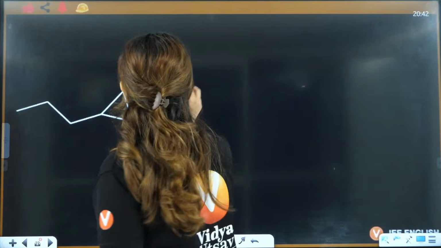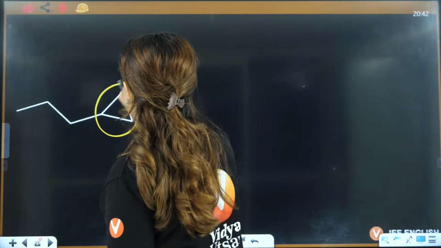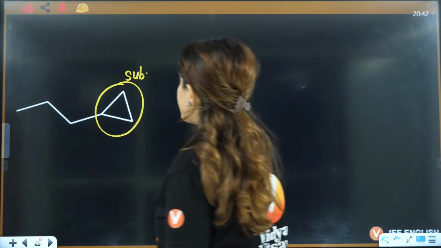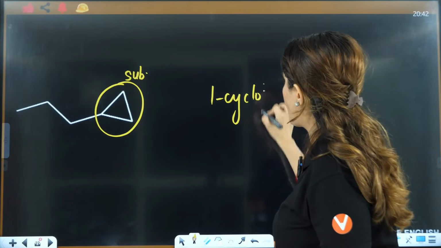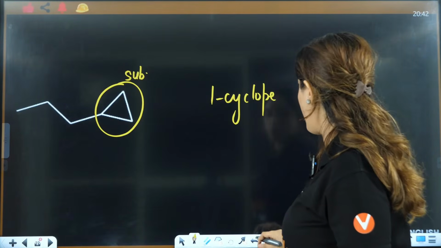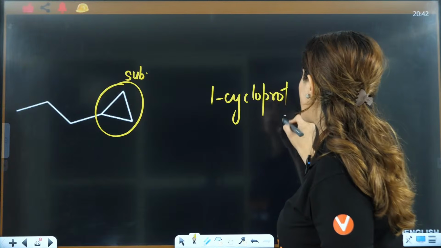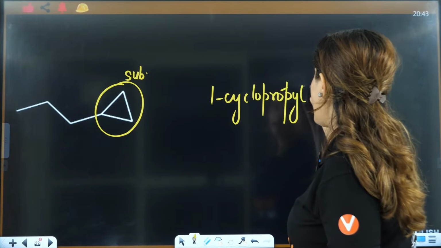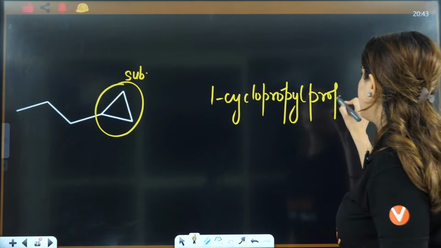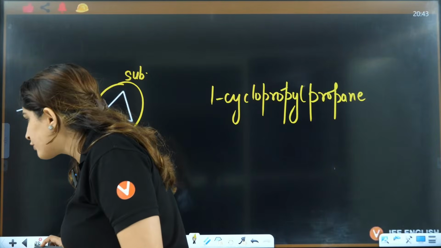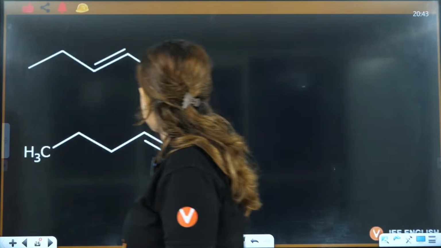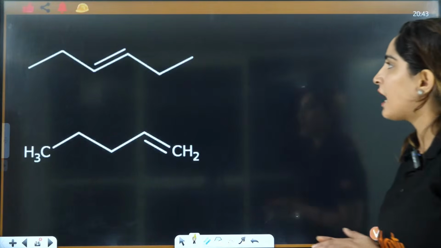So now again, this will act as a substituent, right? So here it will be 1 cyclopropyl, and this is propane. 1 cyclopropyl propane. Very good, very good. Right? Okay. Now let's see this.